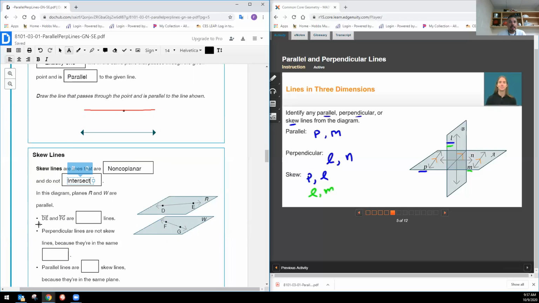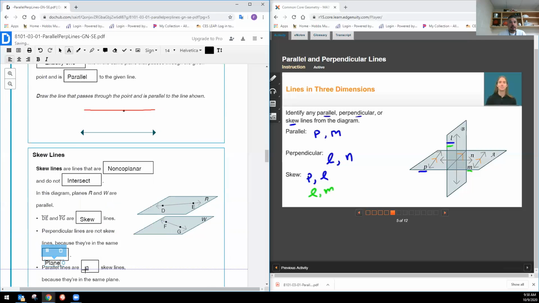DE and FG are parallel lines. Wait, I'm sorry, they're skew lines. I don't know why I said that. Skew lines because they're not parallel to each other. The planes are parallel. The skew lines are just lines in between. They can go in any direction. They do not intersect. They have nothing to do with each other. Perpendicular lines are not skew lines because they are in the same plane.